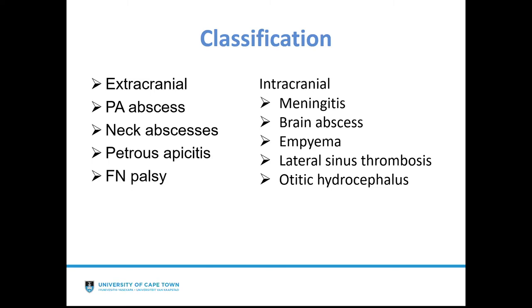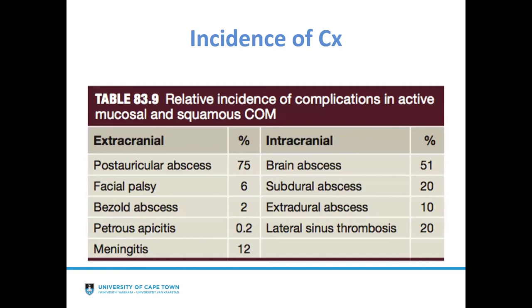And then if you look at the incidence, I got this table from Scott Brown. If you look at the incidence of extracranial versus intracranial complications, in terms of extracranial complications, the most common, in about 75% of cases, is the postauricular abscess, followed by facial nerve palsy. In 2% of cases, you get the Bezold abscess, and petrous apicitis, as well as meningitis. If you look at the intracranial complications, brain abscess tops the list, with subdural abscesses and extradural abscesses, as well as lateral sinus thrombosis, in that particular order.